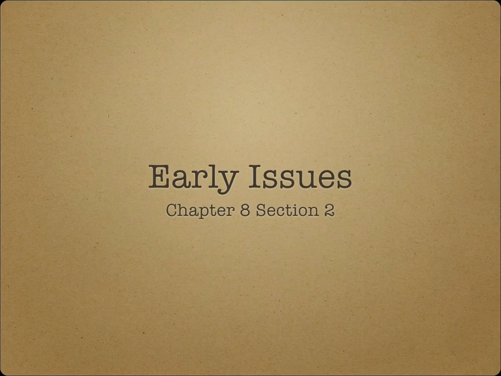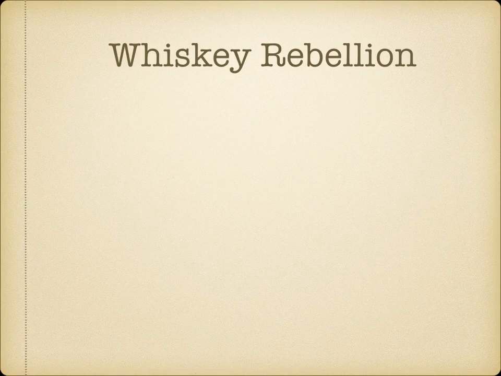All right, seventh graders, here we go again. One more interactive notebook with our video. So we're going to be looking at the early issues that took place with President Washington, some of the issues overseas, some of the issues just overall in the United States. So we're going to start off with a topic called the Whiskey Rebellion.